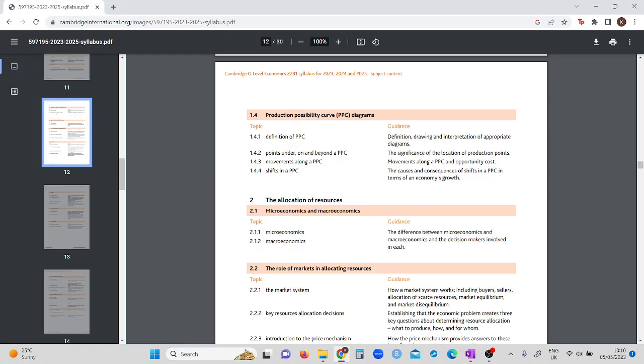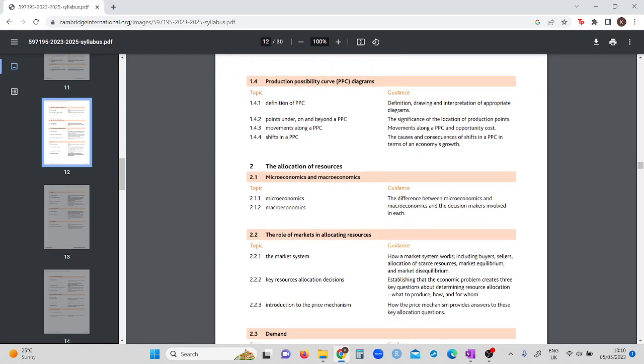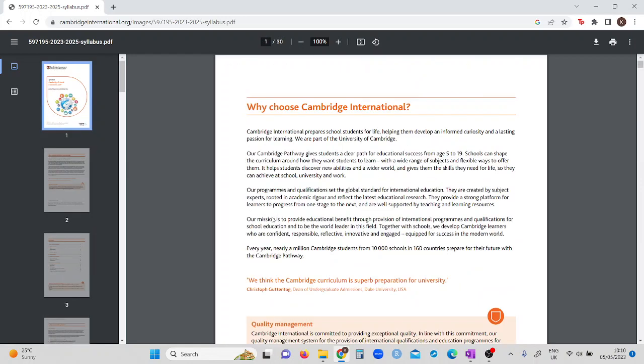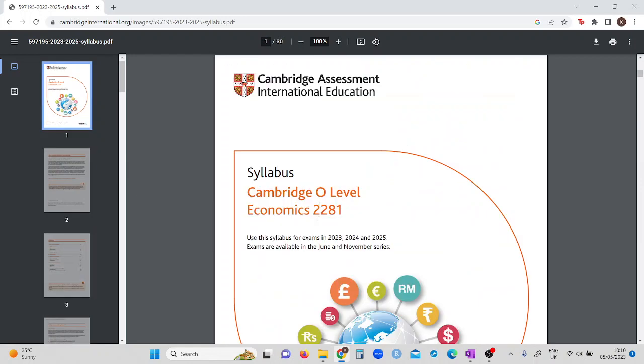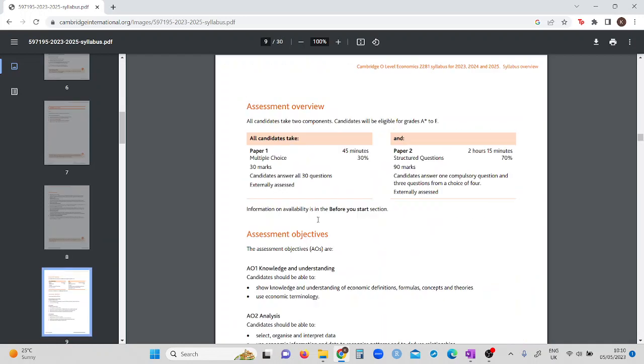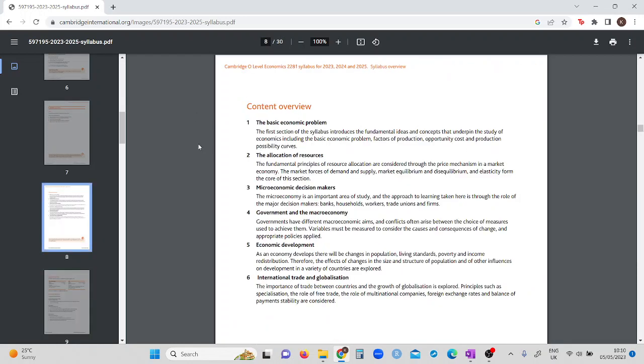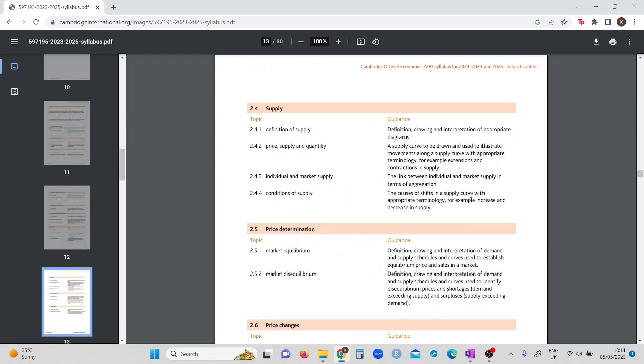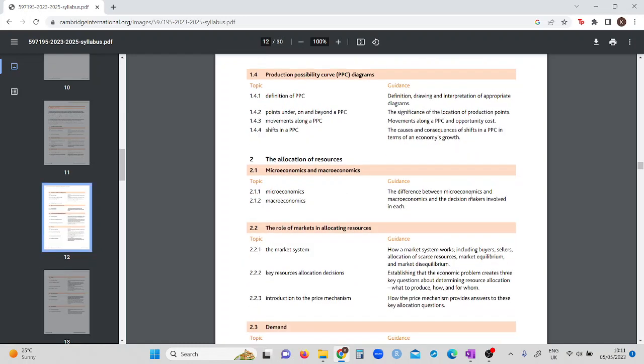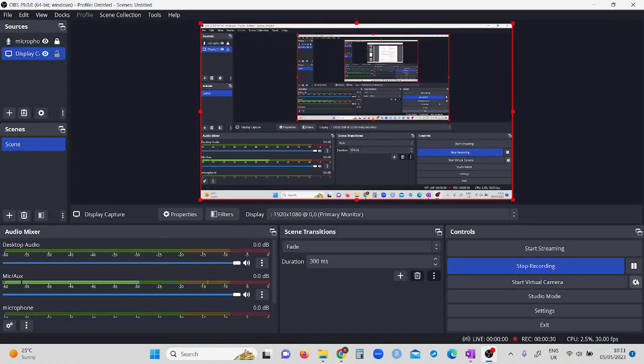Ok. So, today, la classe, l'explication sera sur le deuxième topic, which is the allocation of resources. Donc, dans le chapitre, donc ça c'est le syllabus for economics O level. Donc, here, you will have the content overview, you have the allocation of resources, the fundamental principle, etc. And here, vous allez avoir plus de détails sur le chapitre en soi-même.